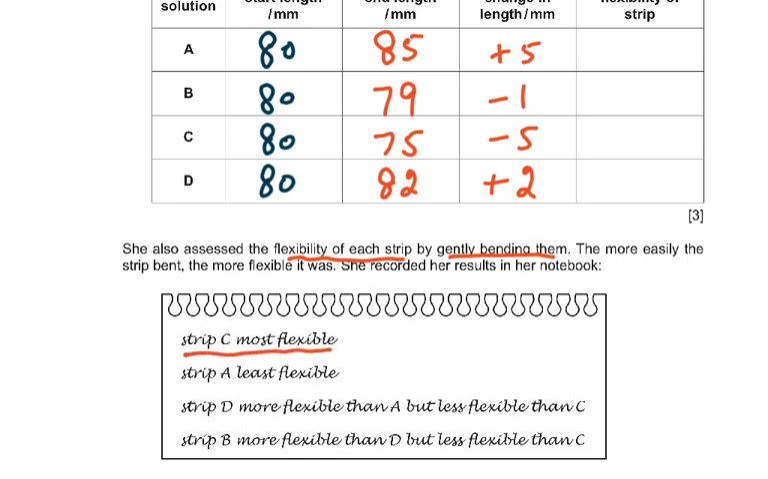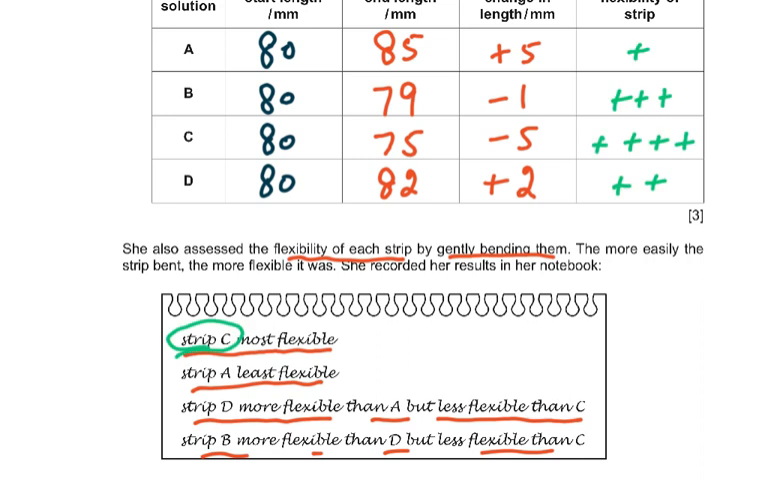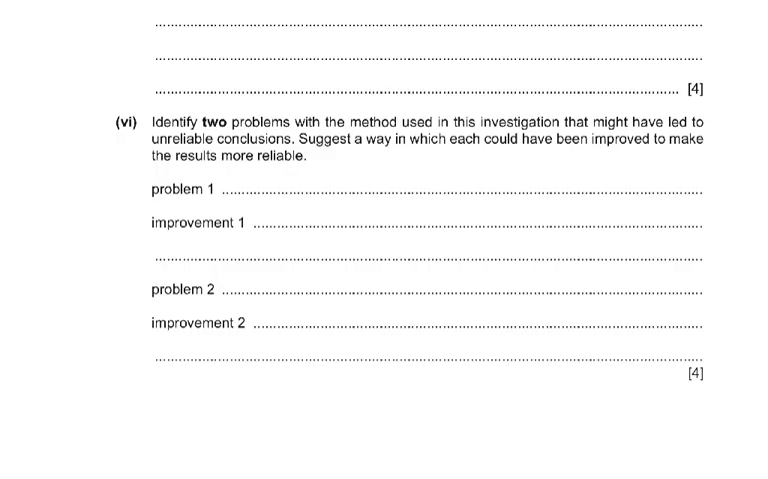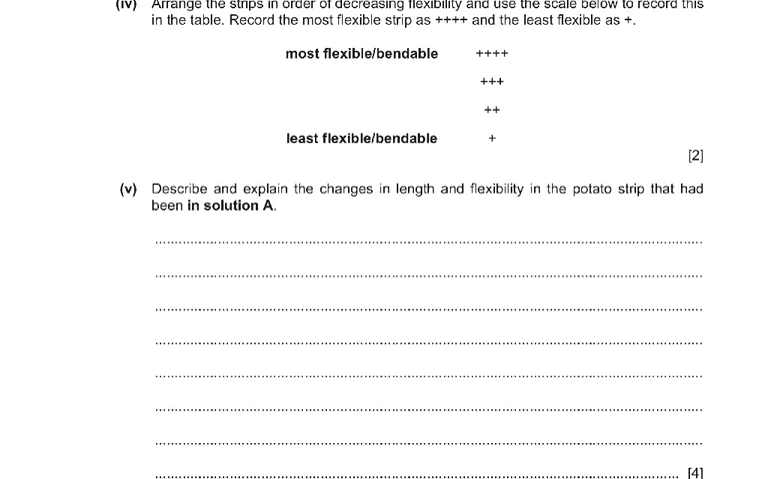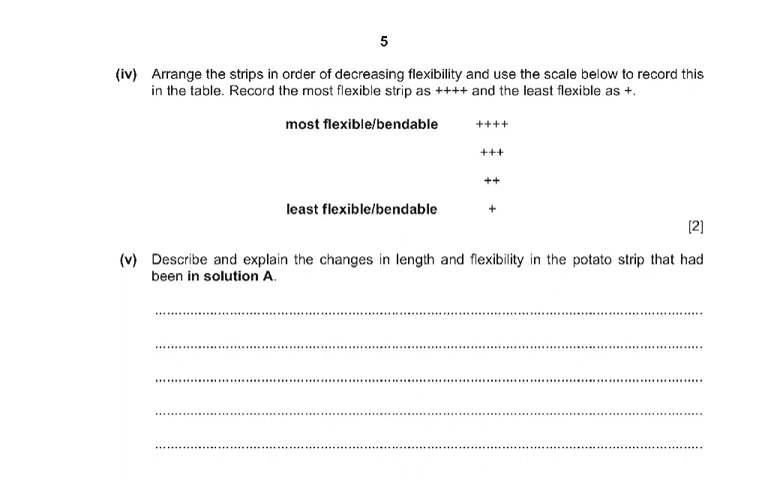Strip C was most flexible. Strip A was least flexible, and strip D was more flexible than A but less than C. And strip B was more flexible than D but less flexible than C. So this was easy to do because strip C was most flexible. As we look at the next part, they gave you these figures. They said first arrange the strips in order of decreasing flexibility and use the scale below to record this in the table.